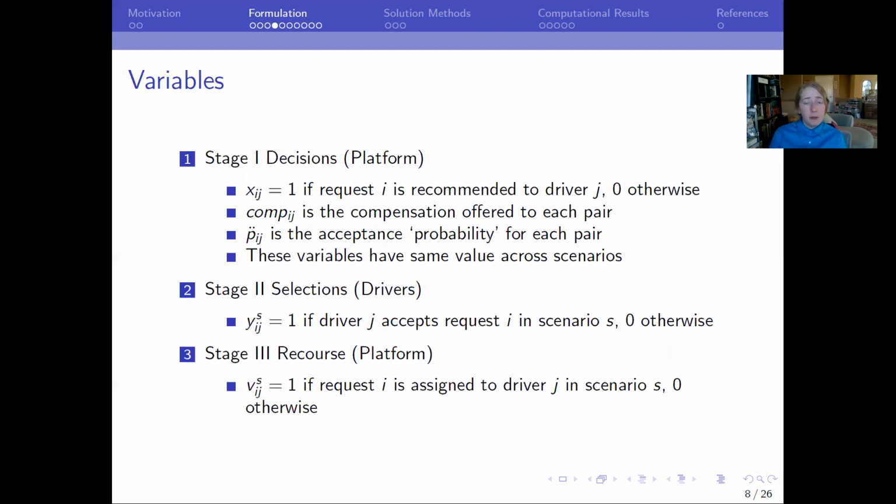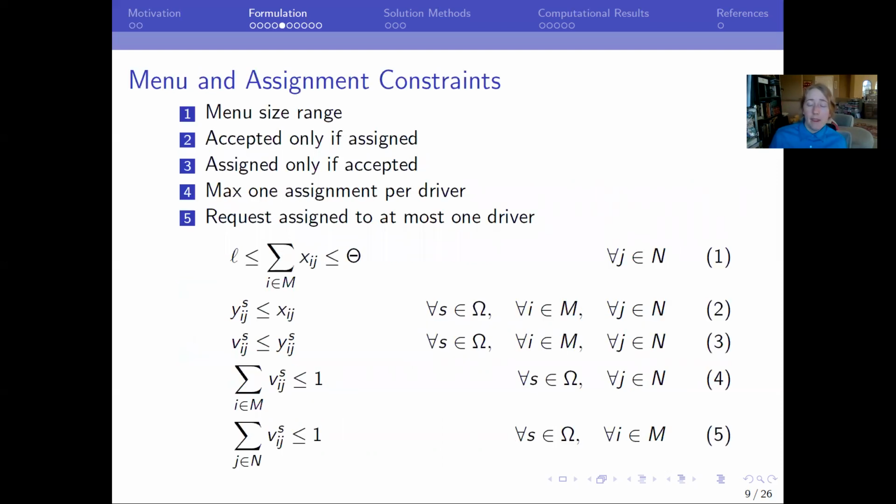This is our list of variables that we use in the formulation. First, the platform has to send out the compensation and the menu. The menu is X, compensation is comp, and then P double dot is our variable representation of the parameter P. Next, driver selections are modeled with Y, and then the recourse assignment is represented by V. We have a handful of constraints that I won't go through individually, but these just ensure that the assignment and the menu are a valid assignment and menu.